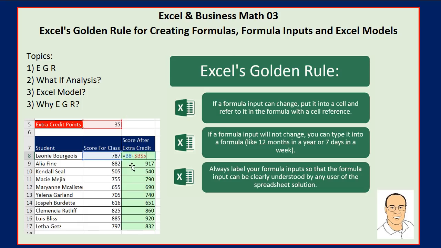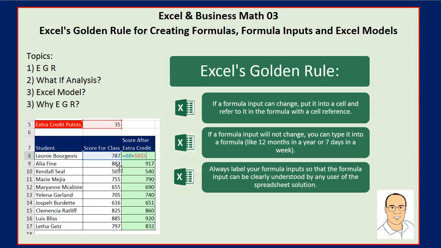And look at this. This formula is to calculate the score after extra credit for students in a class. Here's the score for the class. There's the extra credit points. Notice cell reference, cell reference. We would never type the numbers 787 and 35 into our formulas because those numbers can change.